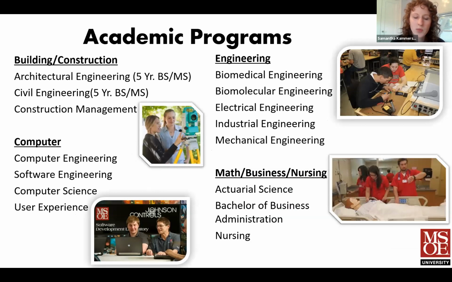Here you'll see all the different programs that we have. We are a small institution, with just about 3,000 students on campus. So we have a select number of majors, but you can see here we have building and construction, computer, engineering, and then we also have math, business, and nursing. You're sure to find something here if you're interested in the STEM field and engineering. Anything that's listed here, we really excel in each of these programs.